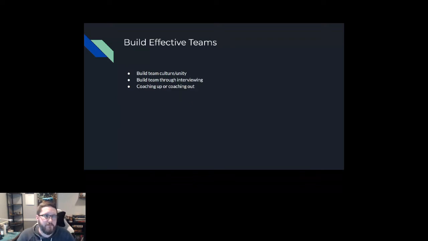So, building effective teams. The number one way to build effective teams is by building team culture and unity. And this is something that can happen organically, specifically when you build teams through interviewing and finding the right people for the right job. This is something that I've always been fortunate enough to, I guess, get lucky at, making sure that most of my teams all click very well.